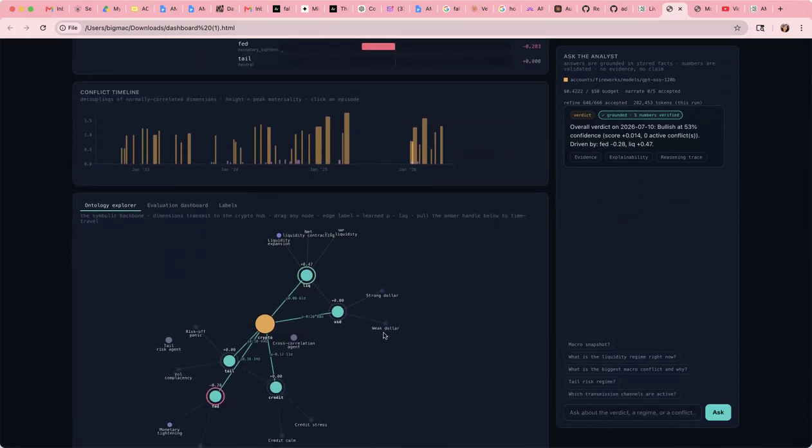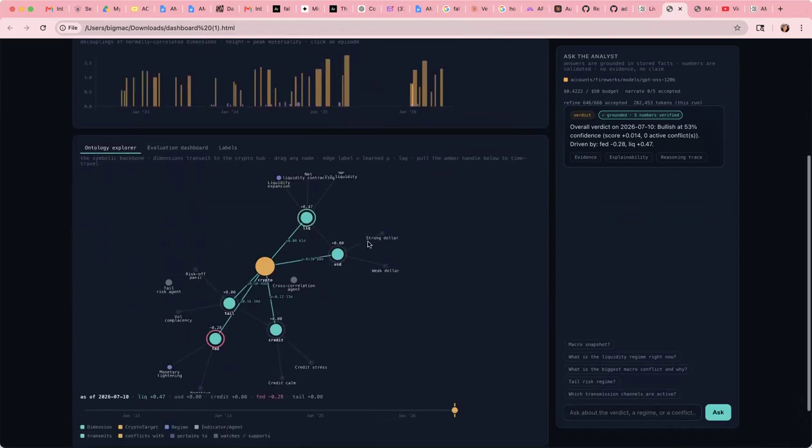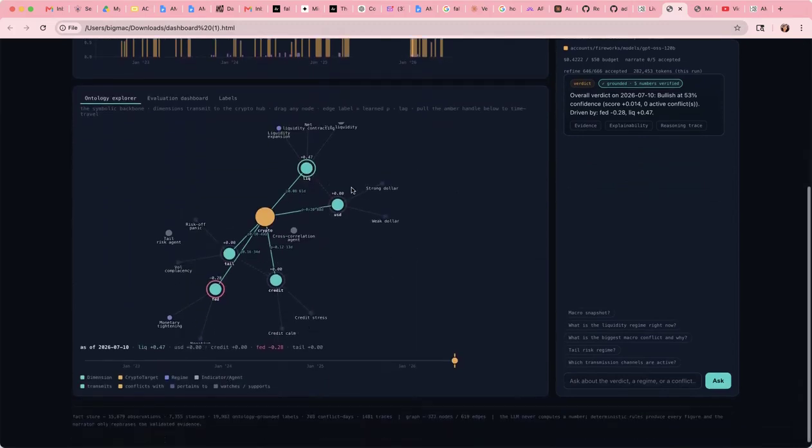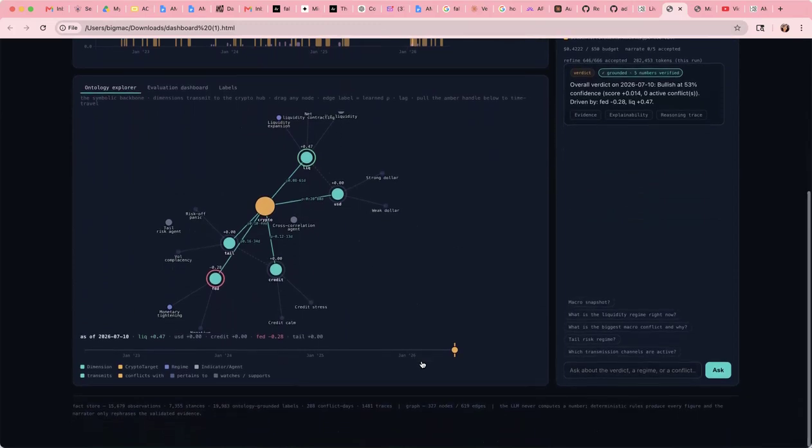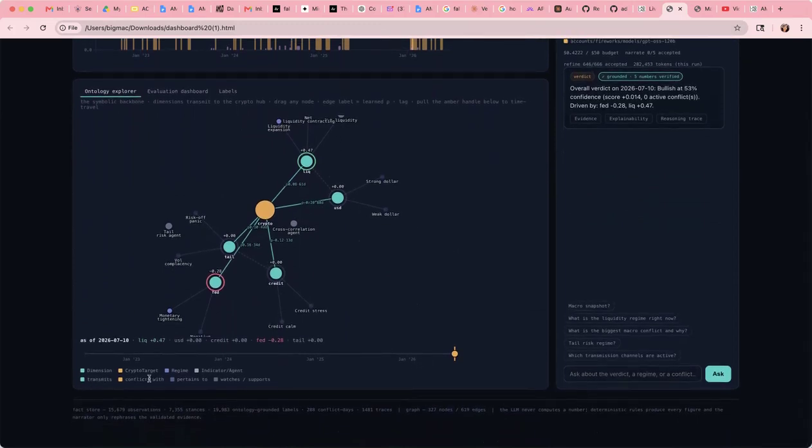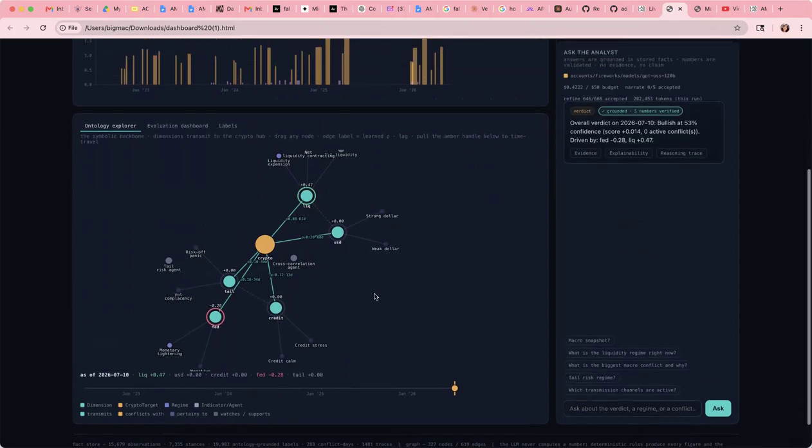Now there is a concept of ontology here, which is a structured map of concepts. FalkorDB, which I am using, is a real graph database that stores nodes and edges. I also calculated a number called stance. It's a single dimension's opinion on crypto, a number between -1 and +1. This is computed from a 252-day rolling z-score.